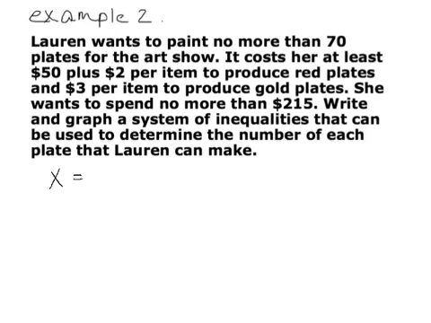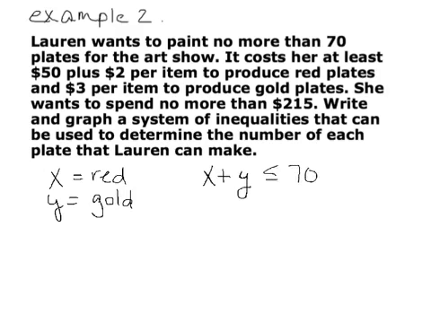X is going to be the number of red plates that Lauren can paint, and Y is going to be the number of gold plates. Let's come up with 2 equations. First one is going to be our easy one. X plus Y. She can paint no more than 70. So that's going to be less than or equal to 70.